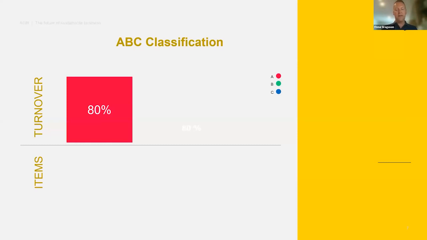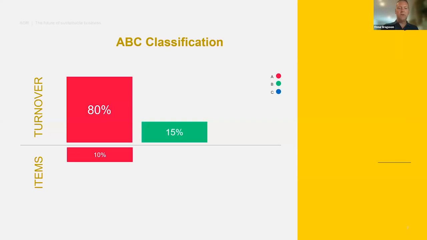This is a classification to determine what our most important items are. We can do the classification on turnover, on quantity, on margin, and on different levels. But in this case, I want to take the ABC classification based on turnover. So you can see our A items. Those are 10% of the items that give us 80% of our turnover. So these are very important items. I want to have these items on stock no matter what.